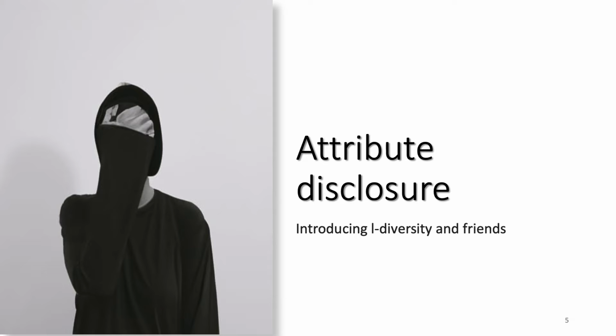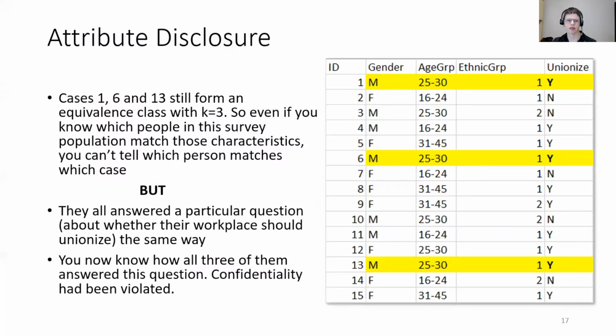So, attribute disclosure. Within a few years of K-anonymity being first published as a solution to the privacy dilemma, researchers had pointed out some potential issues. I'm going to be looking at the homogeneity attack, which is the problem of attribute disclosure in the absence of identity disclosure.